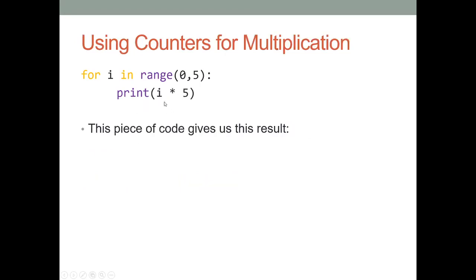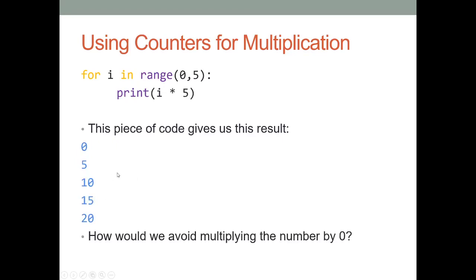So we're going to be looking at a bit of math with this. So let's say you've got the I, because we know it's a number anyway. You can do the times tables, so it will print 0 times 5, then it will go around and do 1 times 5, and it will give you this result slowly. Now, the question I'm going to ask is, how would we avoid multiplying the number by 0? I feel a bit like Dora the Explorer here, waiting for an answer.